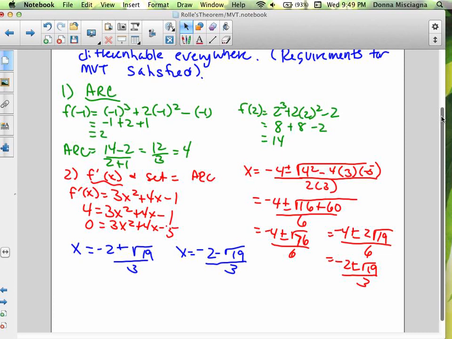So we got the square root of 19 minus 2 divided by 3. So this one here is approximately 0.7863, because there's lots of 9s after that. And so that is within the interval.